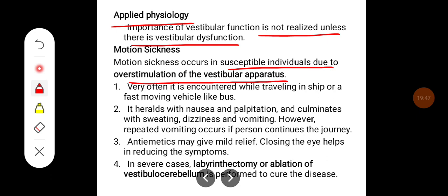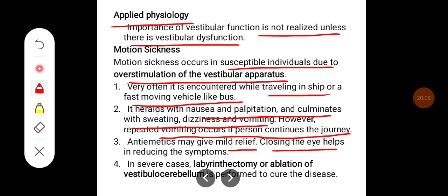Very often it is encountered while traveling in a ship or fast moving vehicles like a bus. It heralds with nausea and palpitation and culminates with sweating, dizziness and vomiting. However, repeated vomiting occurs if the person continues the journey. Antiemetics may give mild relief. Closing the eyes helps in reducing the symptoms. In severe cases, labyrinthectomy or ablation of the vestibulocerebellum is performed to cure the disease.